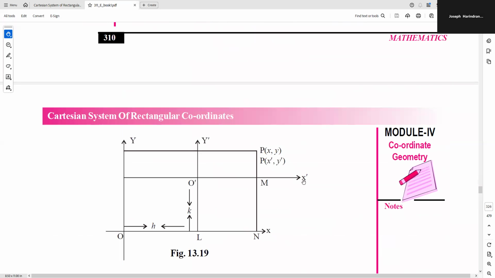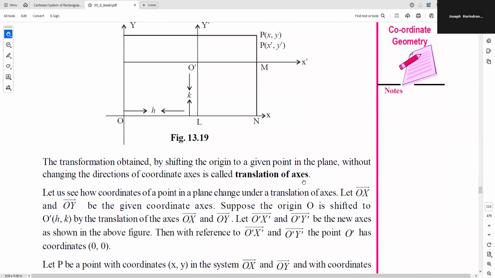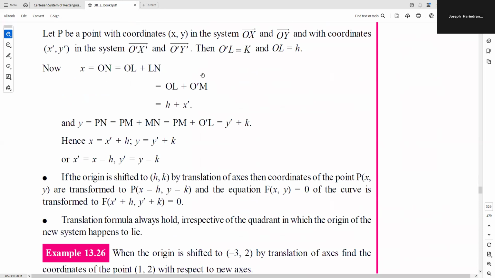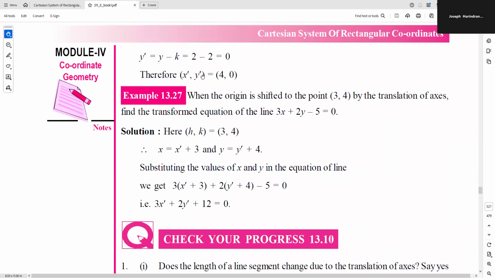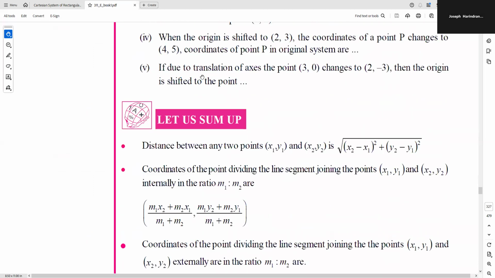If the origin is shifted, then we can say that there is a translation of axis. O is shifted to O dash. You will have the reference points changed. With respect to this, the coordinates also will change, x plus h and y plus k. That is now the new origin. It's called translation. You'll see in the circles chapter, where the center of the circle is shifted to other than the origin. So let us see that.